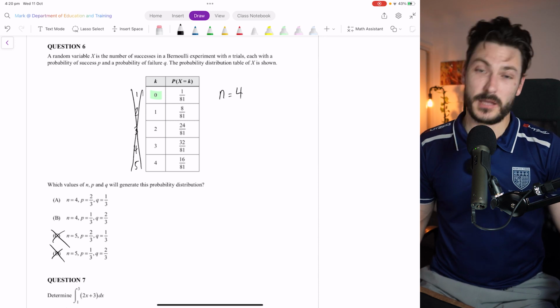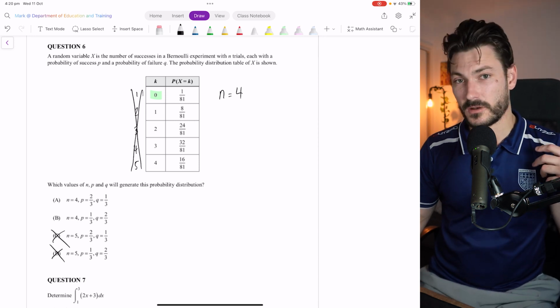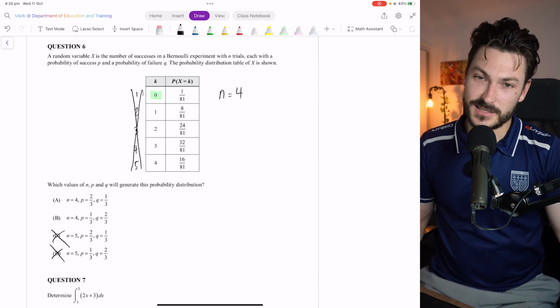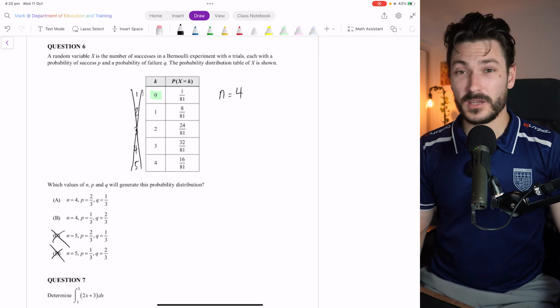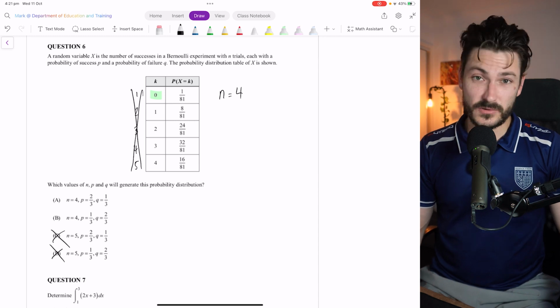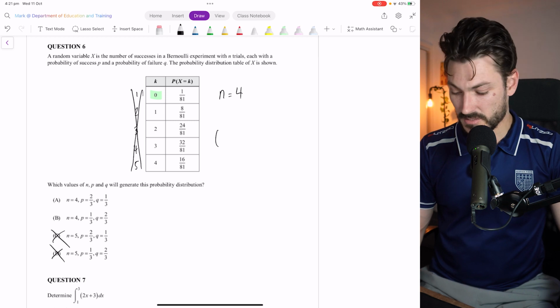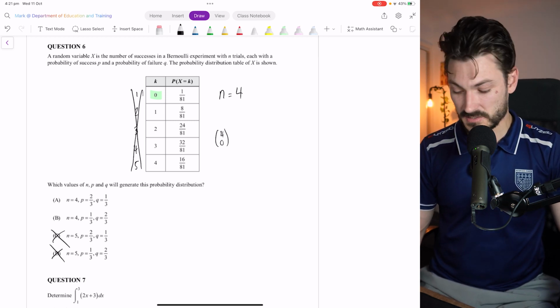Now to figure out P and Q, you just need to figure out one of them because they sum to 1. So if you can figure out one, you can figure out the other. Also, in the multiple choice answers, they are different. So if you can figure out one, you have the answer. So I'm looking at 0 successes, as you can see highlighted in green here. So for 0 successes, I'm going to have NCR, but it's going to be 4C0. So this is 4 attempts, 0 successes.